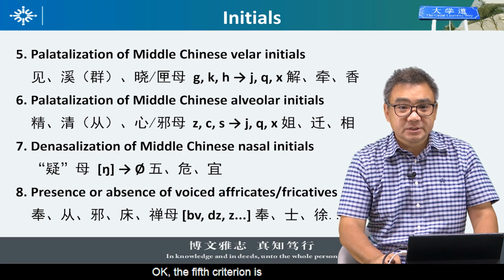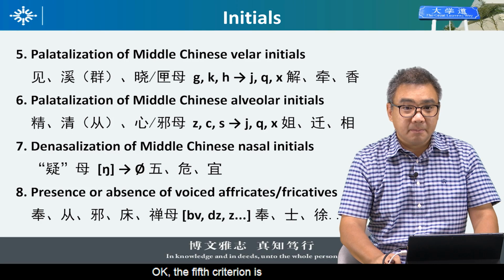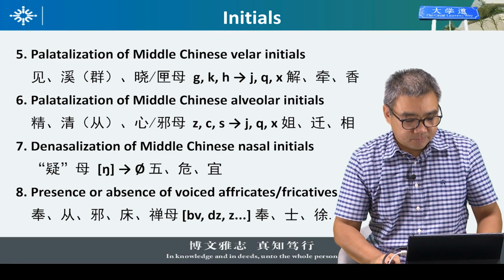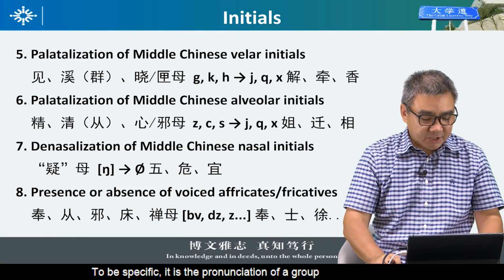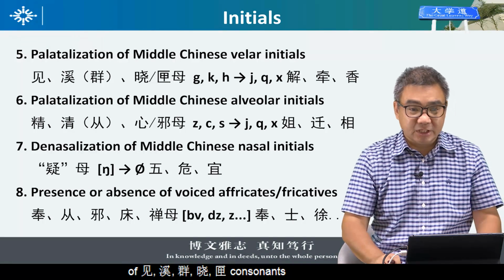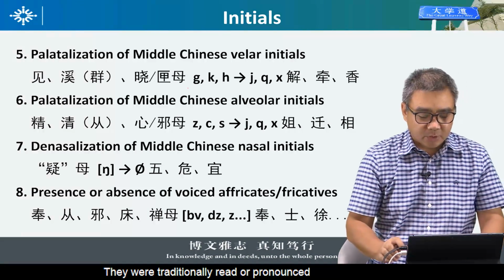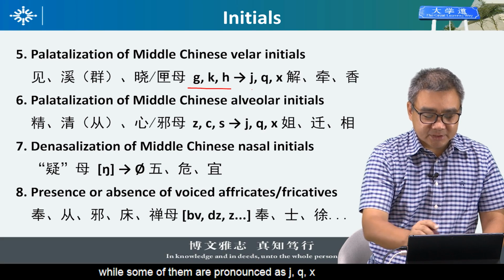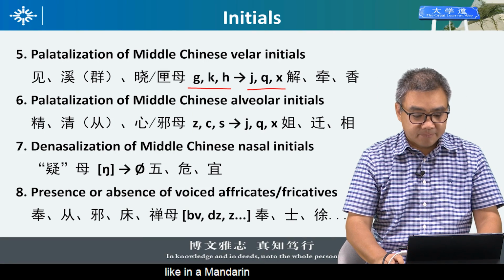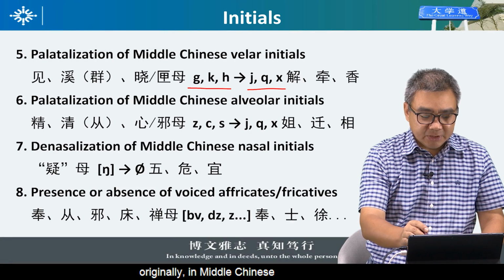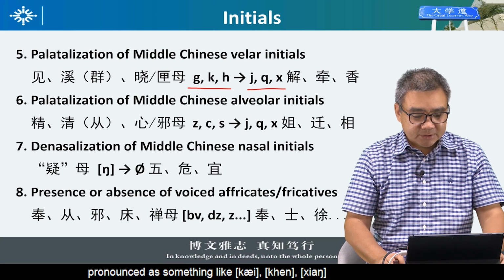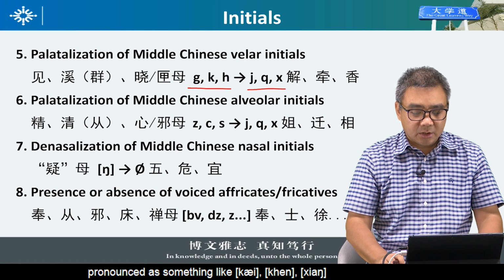Okay, the fifth criterion is the palatalization of Middle Chinese velar initials. To be specific, it is the pronunciation of a group of 见溪群晓匣 consonants. They were traditionally read or pronounced as 哥科呵 or similar sounds, while some of them are pronounced as 机器西, like in Mandarin. For example, originally in Middle Chinese, 解, 谦, 香 would be pronounced as something like 给, kin, hyung.